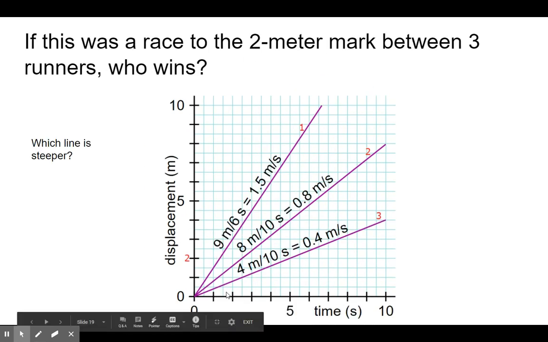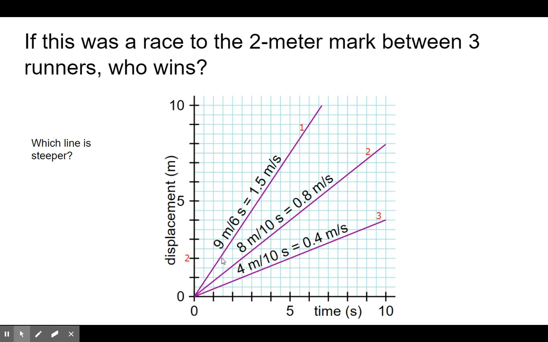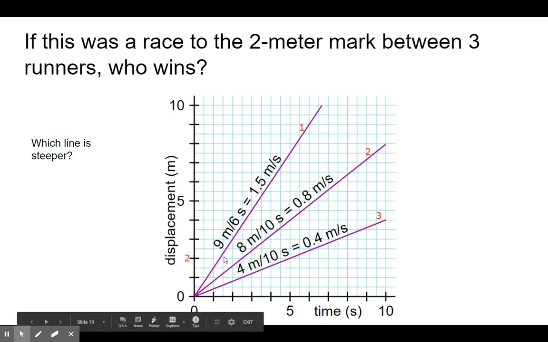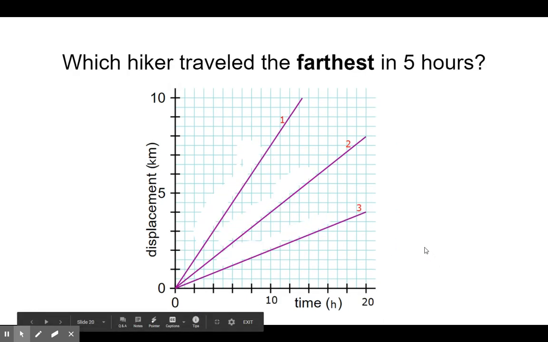Okay, let's see. Well, if this is time in seconds, 1 second, 2 seconds, 3 seconds, 4 seconds, 5 seconds. Runner number 1 got there in about a second and a half. They're lightning fast. Runner number 2 got to the 2 meter mark at about 2.5 seconds. And at the 2 meter mark, runner 3, 5 seconds. So the winner would be the more steep line, runner number 1.